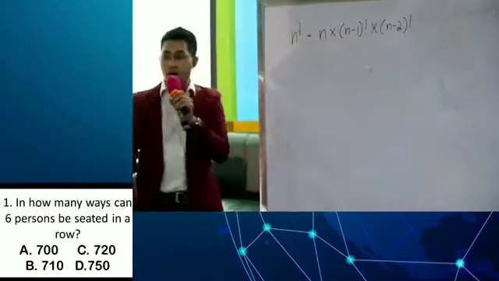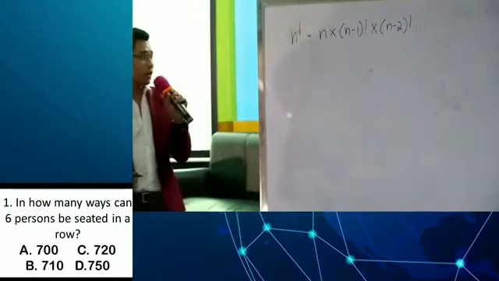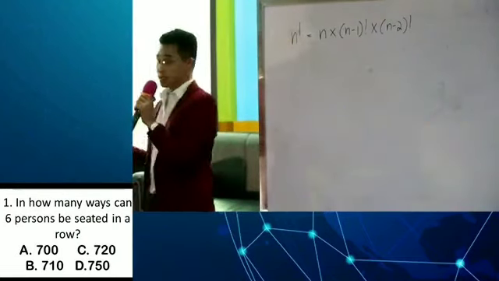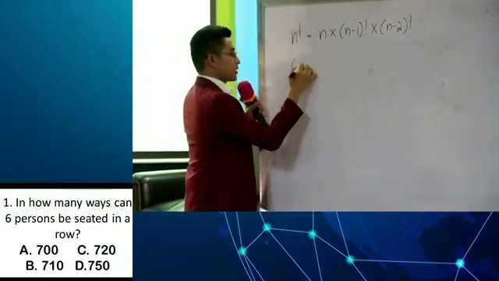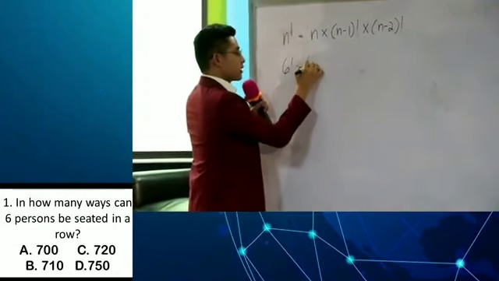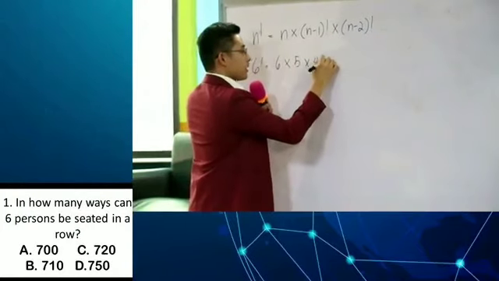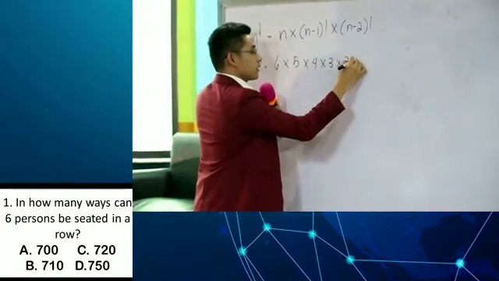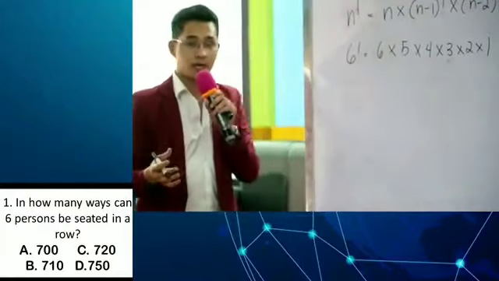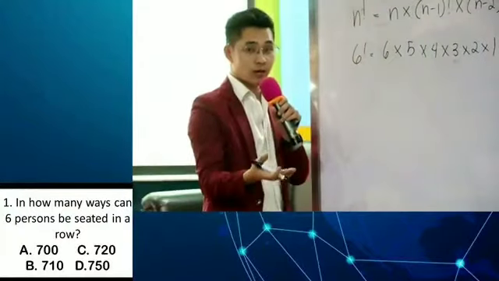So, paano siya dito sa type of problem natin? Ano ba yung n natin dito? So, that is 6. So, 6 factorial is equal to 6 times 5 times 4 times 3 times 2 times 1. Or just multiplying this number all the way to 1.